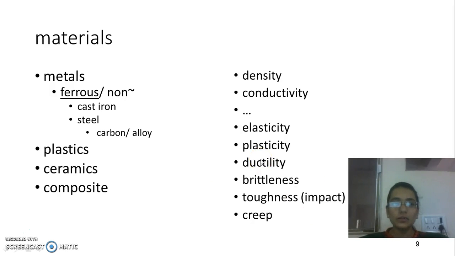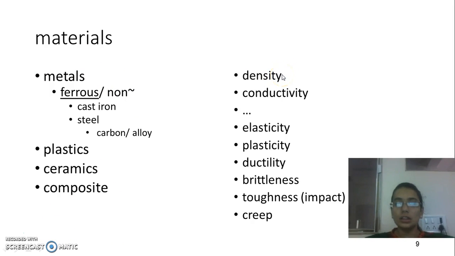Now the selection of the material. Which type of material should we select? That is the metals. In that, the ferrous material, non-ferrous material, cast iron, steel, carbon or the alloy. These are the materials of the basic equipment we have to design. Now the plastic, ceramic and the composite. These all are the materials from which we have to make selections for the design element.